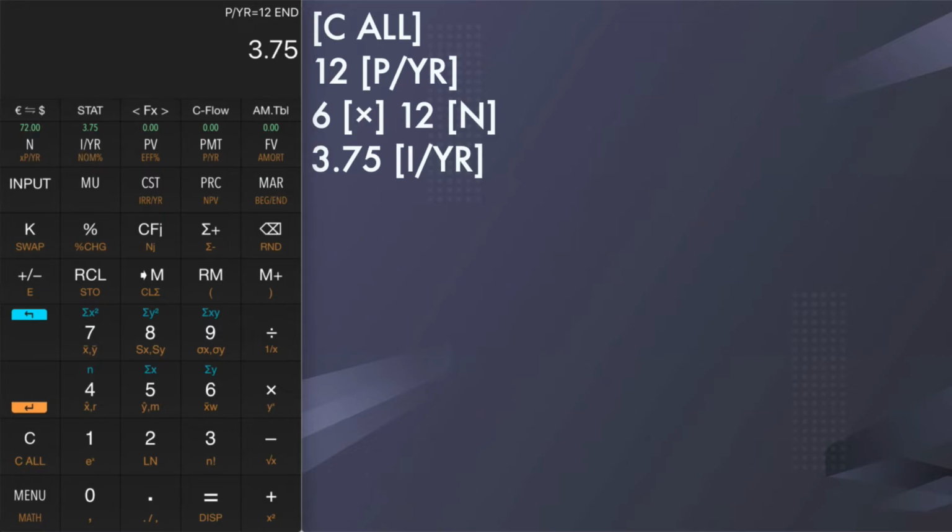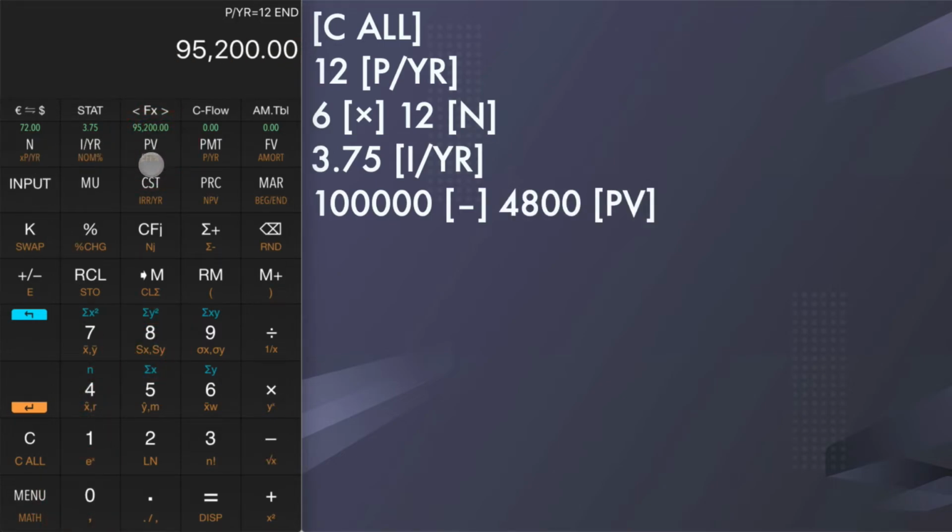The car costs $100,000, but you have $4,800 as a down payment. Therefore, $100,000 minus $4,800 equals $95,200, which will come to you when you sign the contract. So you put $100,000 subtract $4,800 into present value. This number is a positive number because we receive money after signing the contract. Next, put 0 into future value because you will clear all the loan after 72 months.